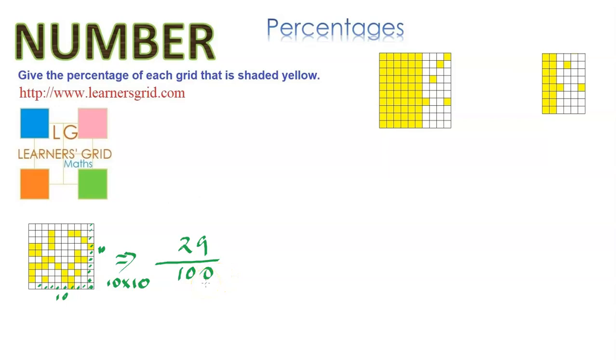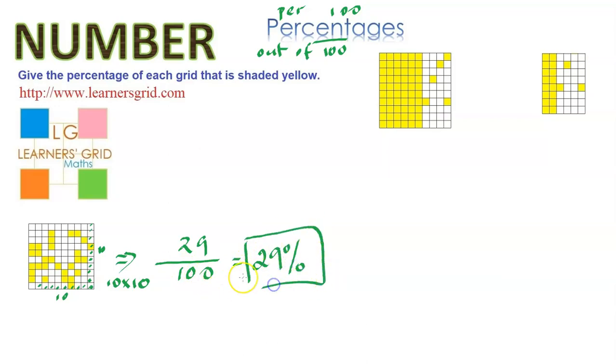Now, what does percent mean? It means per 100, percent, right? But it also means out of 100. Now, this is out of 100. Therefore, 29 out of 100 is the same as saying 29%. Done. And that's one way that you can do it if you're lucky enough that the denominator turns out to be 100.